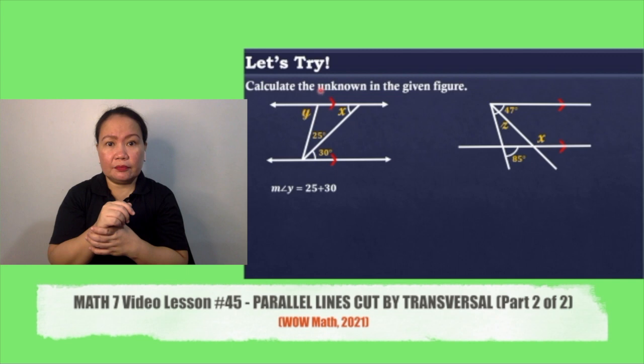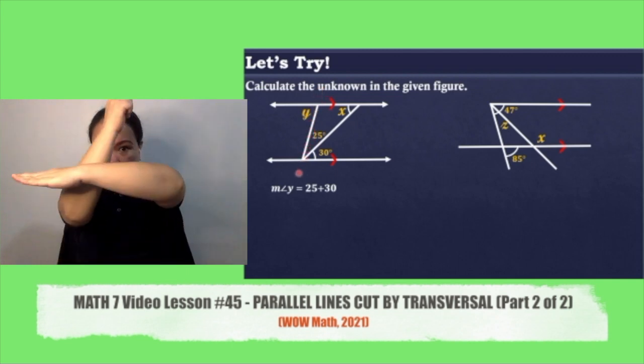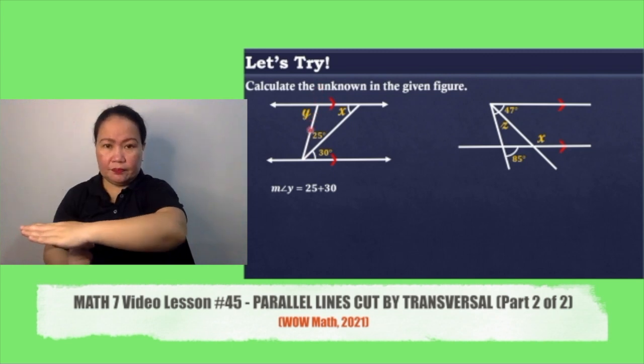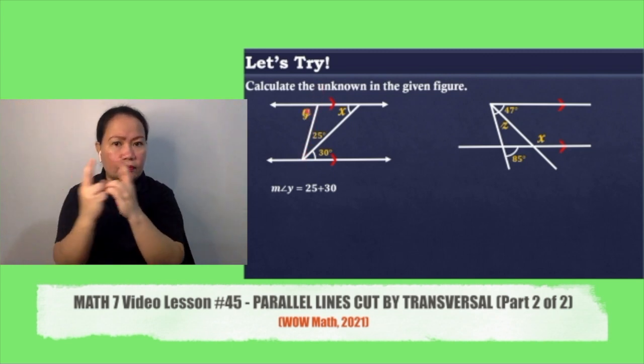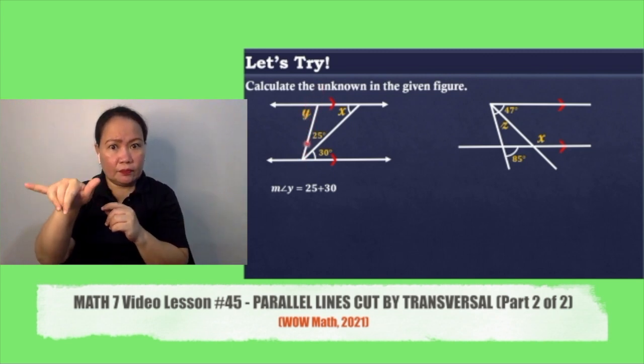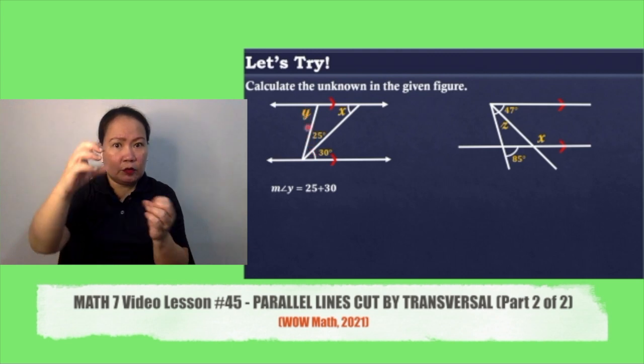So, ito ang magiging transversal mo dyan. Okay? So, paisa-isa lang muna tayo. Ito ang transversal mo dyan. So, anong relationship ni angle Y dito? They are what? Ayan, no? Opposite side. Okay, they are opposite side.